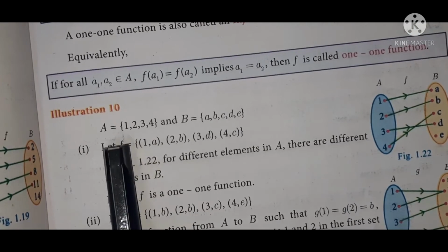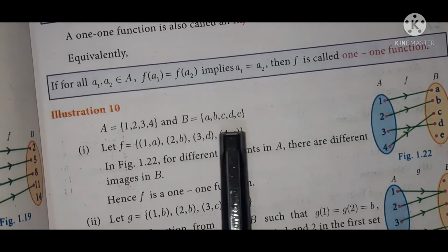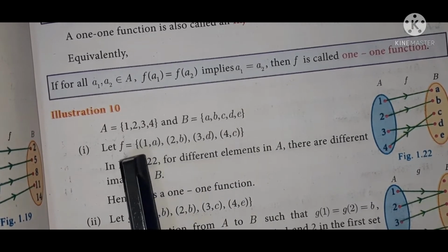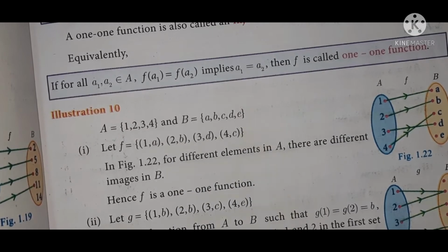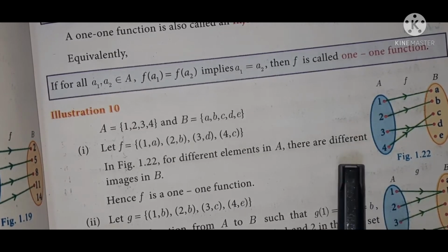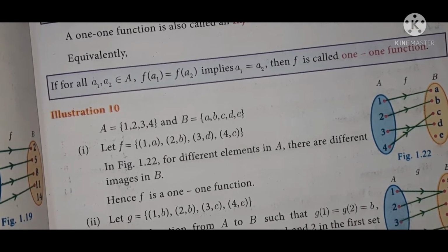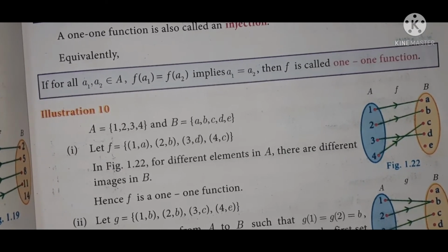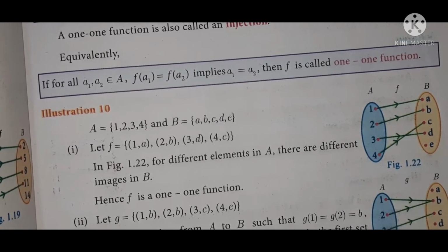Here, A is the set 1, 2, 3, 4. B is a set having elements a, b, c, d, e. A function f is (1,a), (2,b), (3,d), (4,c). Represent this function in an arrow diagram. See this. All the elements in A have an image in B. Also, the elements in B have only one pre-image in A. So it is a one-one function.